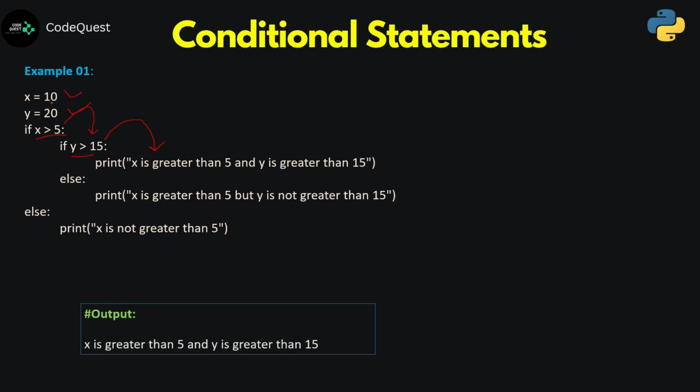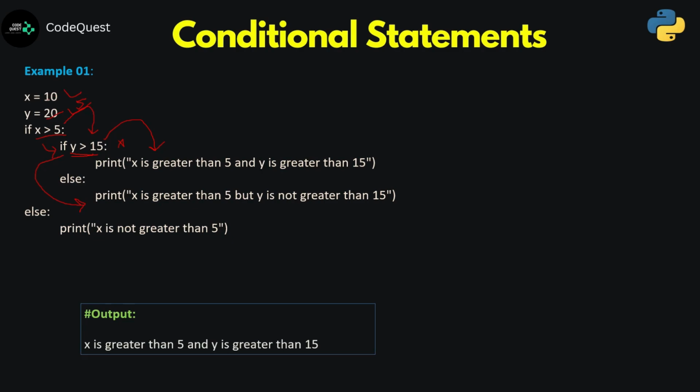Now, if I am going to change the values, let's say this 20 I will replace with 5. So now what is the situation? 10 greater than 5, that is true. But when I get into this second condition, y is holding 5. So 5 greater than 15 is false. As a result, because this second condition is false, now the control will reach the else block, where I am going to get the message x is greater than 5 but y is not greater than 15.